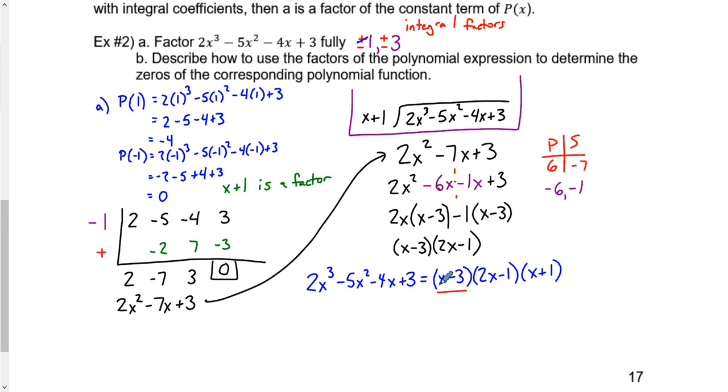We can do a quick check because we know that x times 2x times x is 2x cubed, and 3 can absolutely be determined by taking -3 multiplied by -1 multiplied by +1.